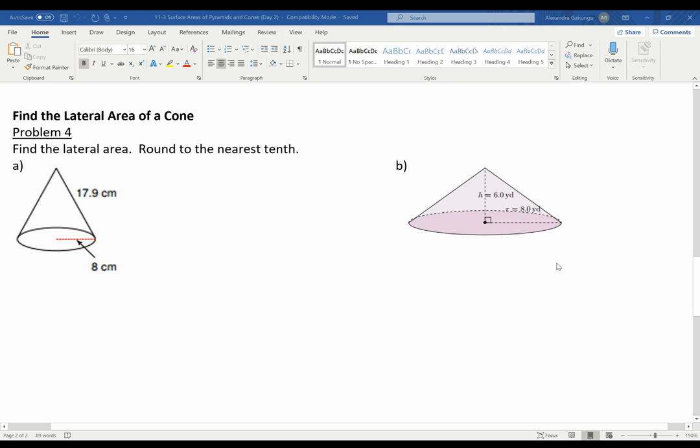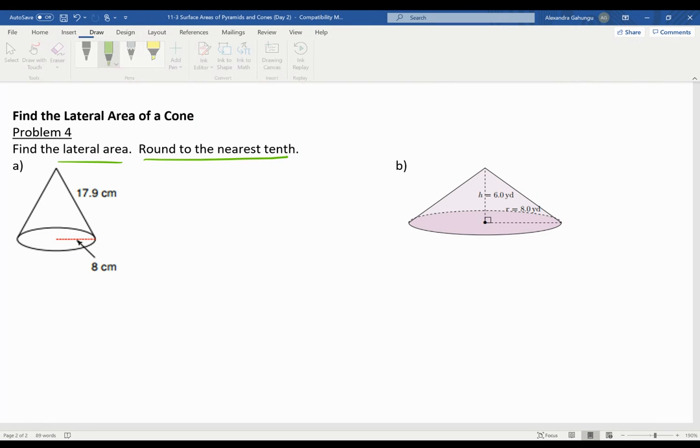Okay, so this is part 2 of finding the lateral area and surface area of a cone. We're going to skip over part A and look at part B because we're just finding the lateral area, and this time we're rounding to the nearest tenth. One of the special things about part B is that we need to find our slant height. This time it's not given.